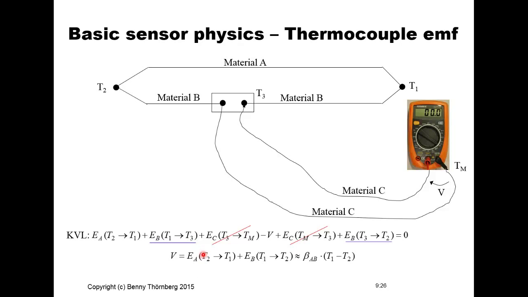This can be seen on the next line. So voltage V is solved for, which is the voltage over material A, T2 to T1, corresponding to this point, plus voltage over material B from T1 to T2, according to what I said about these two blue terms, which is approximately equal to this material coefficient for the material combination of AB multiplied with T1 minus T2.